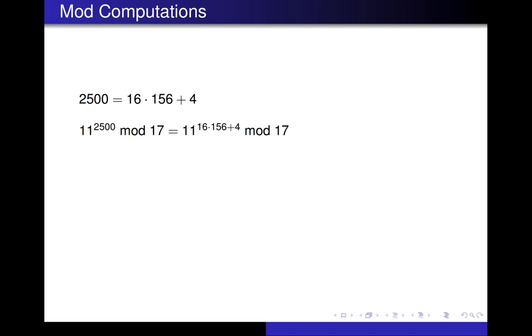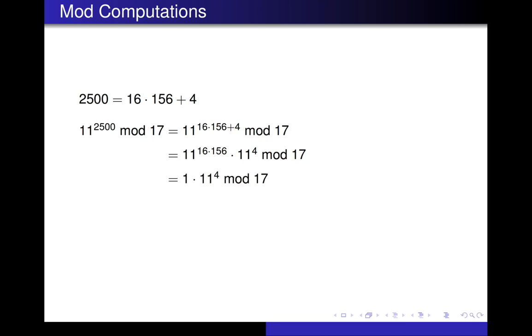And now notice in that exponent that we're adding two numbers together. And so our first exponent law says we can split those up and multiply them. So we get 11 to the 16 times 156 times 11 to the 4 mod 17. Now, in that previous slide, remember, if we take 11 to any exponent that's a multiple of 16, that's always going to give us 1.